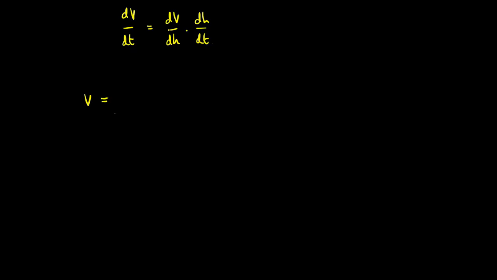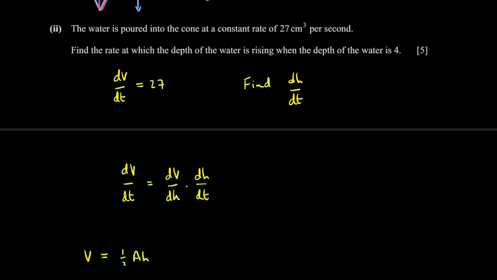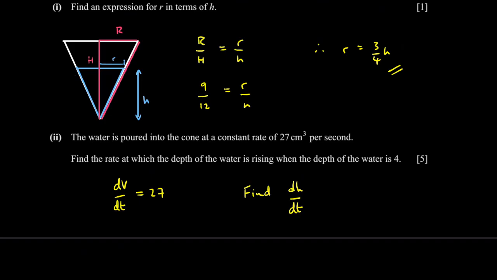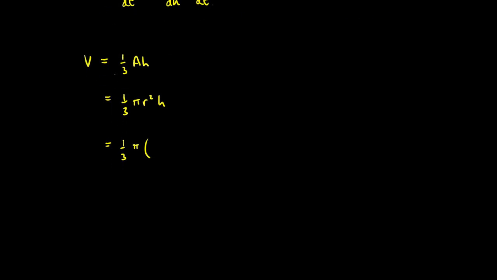Now, the volume of a cone, according to the front page of your exam, the formula sheet, is a third A h, where the A is the surface area of the circular face. And so the area of the circular face is pi r squared, right? And we've just learnt that the radius is equal to 3/4 of h. So that's what we did in the previous part. So this is (3h/4) squared times h.